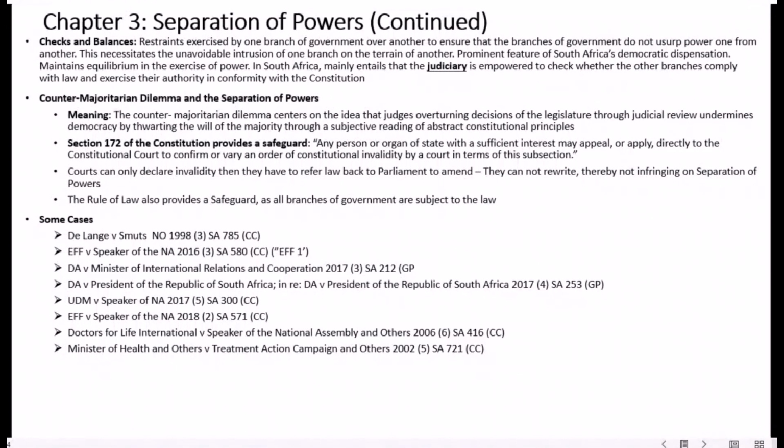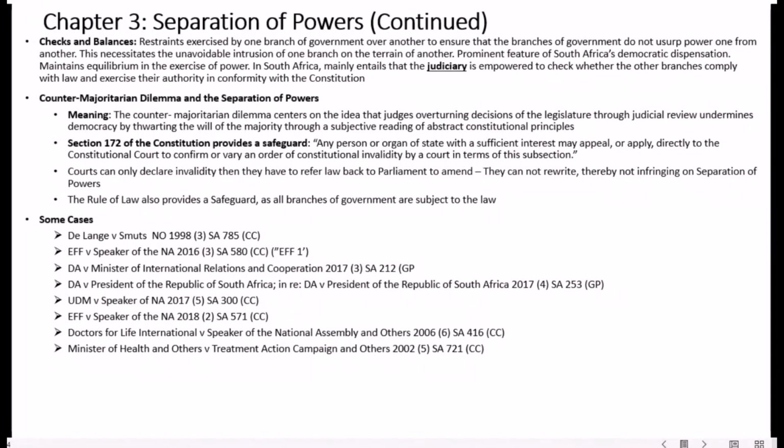So that is a safeguard that is put in place. But another argument as to why the counter-majoritarian dilemma is not an infringement on the authority of the legislature is the fact that courts can only declare invalidity. They do not rewrite the law or legislation, in particular. The courts can only declare the invalidity, then they have to refer the law back to Parliament to amend. So they cannot rewrite legislation, so they are not necessarily infringing on the separation of powers, because it still has to go back to Parliament, who will then rewrite the law.